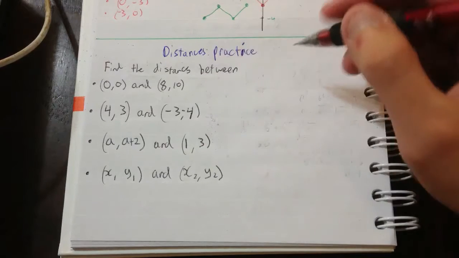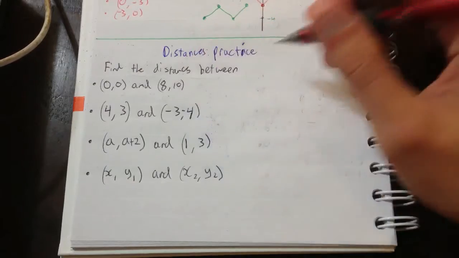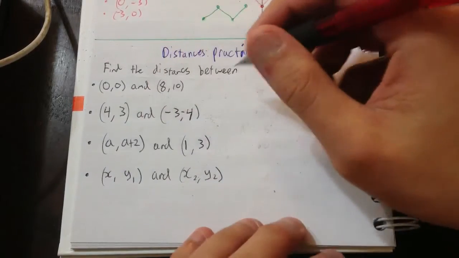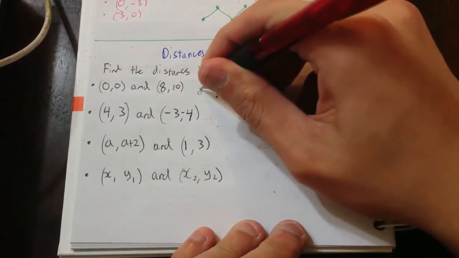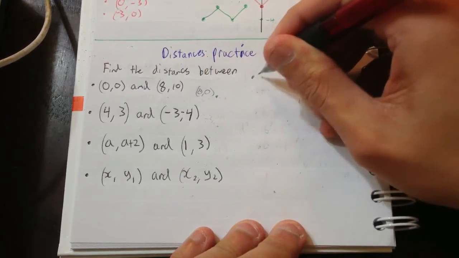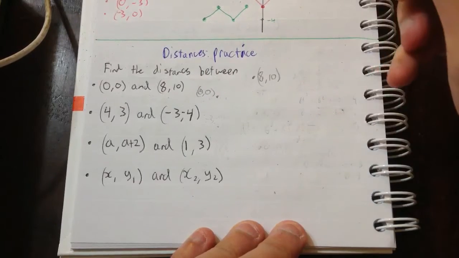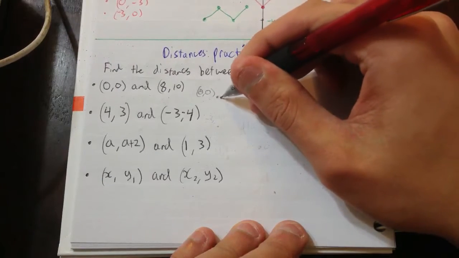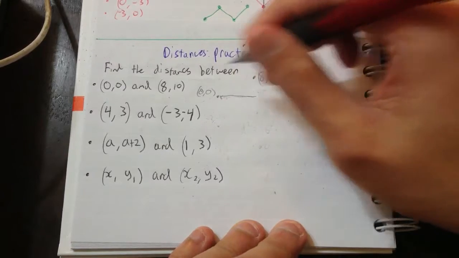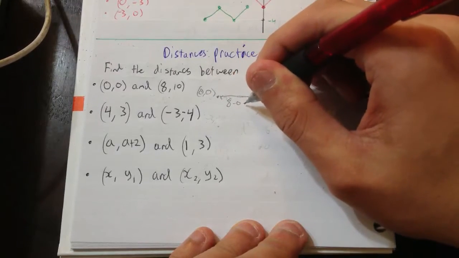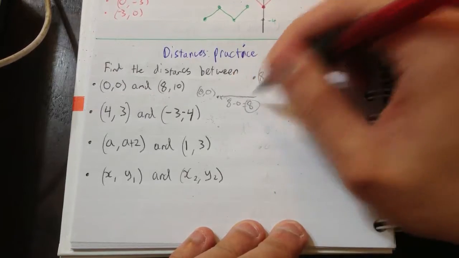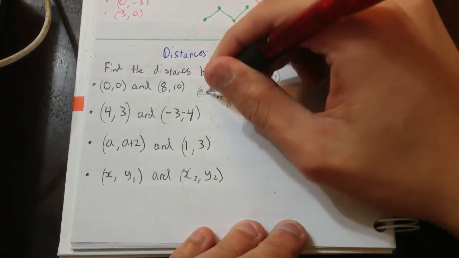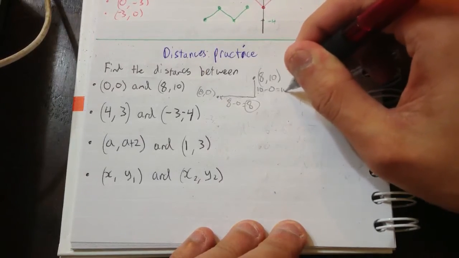Okay, so we're back from pausing, and here are our first 2 points, 0, 0, and 8, 10. So, what are we going to get out of this? Well, we know one point is 0, 0. And we know another point is 8, 10. To find our distance between them, first we have to find the horizontal distance, and that equals 8 minus 0, which equals 8. And our vertical distance is 10 minus the second number, 0, which is 10.